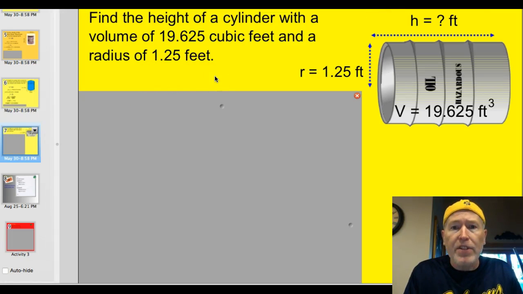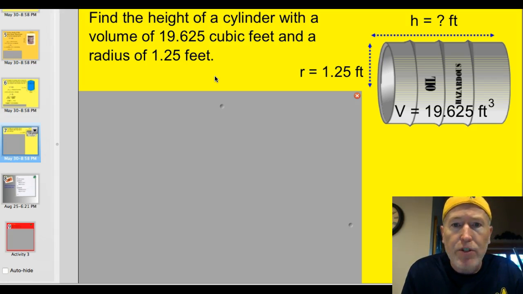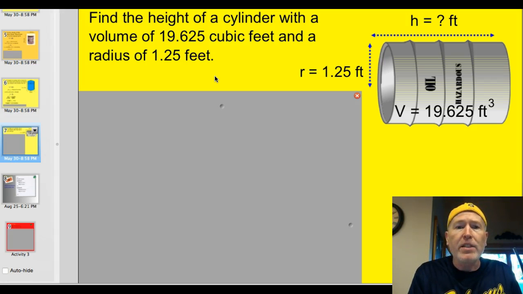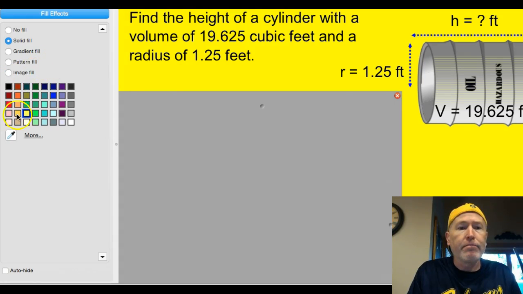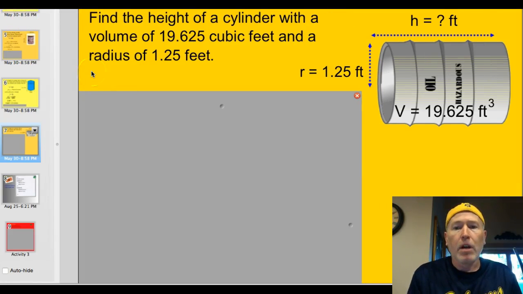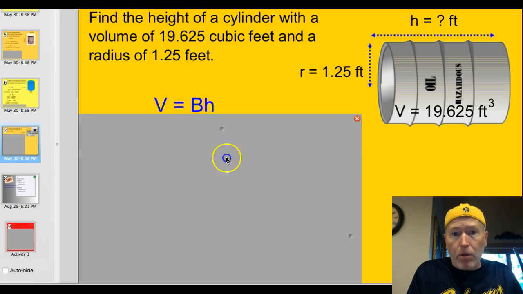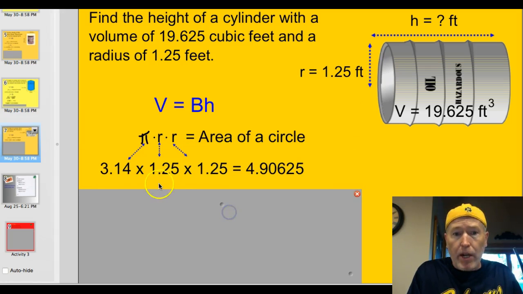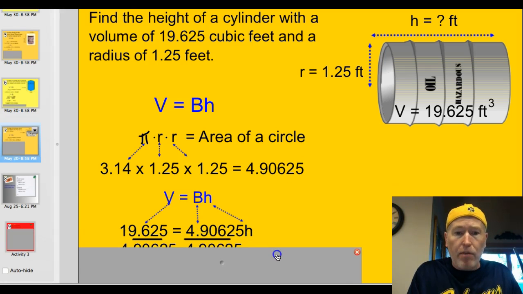All right, find the height of a cylinder with a volume of 19.625 feet and a radius of 1.25 feet. Go ahead and take a minute to do that while I change the color of the slide. All right, let's see how you did. You got a radius this time, not a diameter. So we're still going to find the area of the circle. We use the radius. We find that the area of the circle is 4.90625.